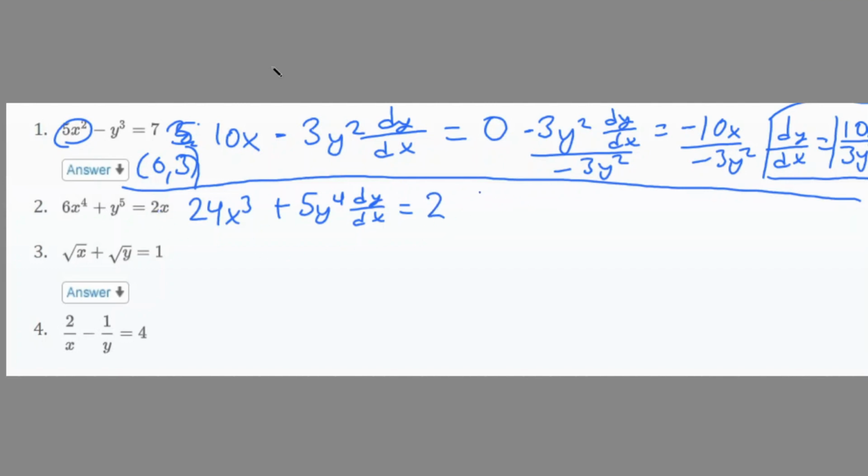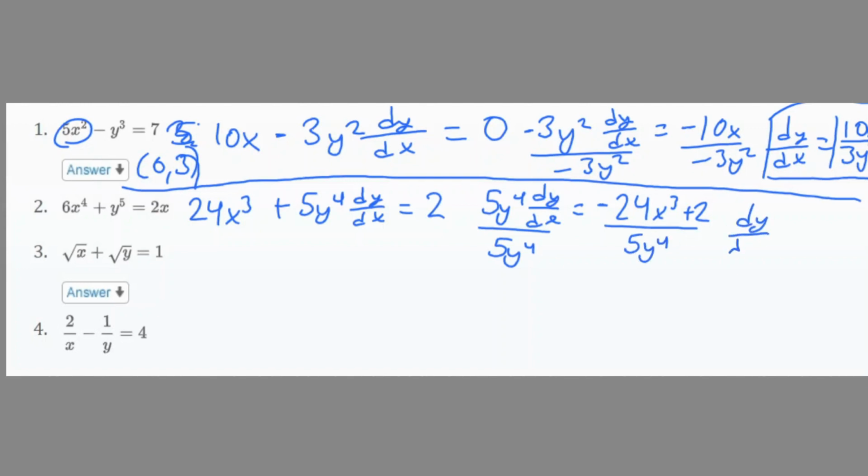Now if we get it all on one side, we get 5y to the 4th power dy dx is equal to negative 24x cubed plus 2. And now we divide by 5y to the 4th power. And so we're left with dy dx is equal to, we could rewrite it as, 2 minus 24x cubed over 5y to the 4th.